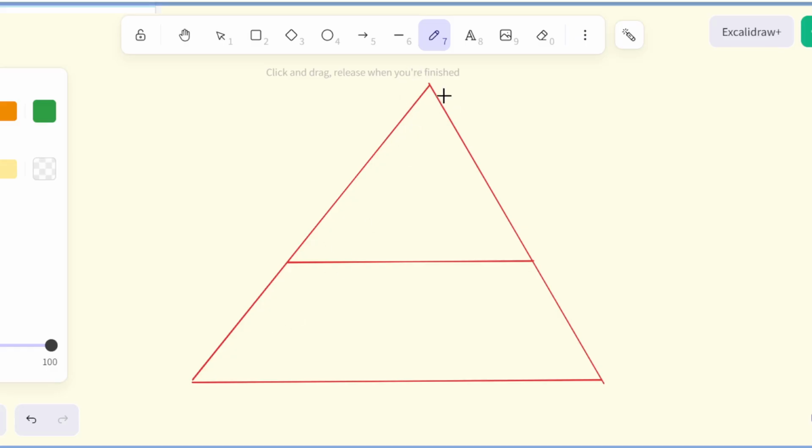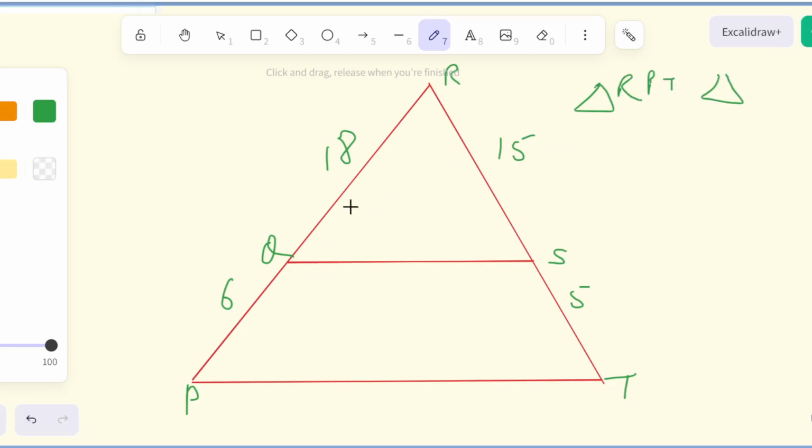Now, this I think was R. If I take RPT, and this was QS, with 18.6 and 15.5. So the triangles we are considering are RPT and RQS.